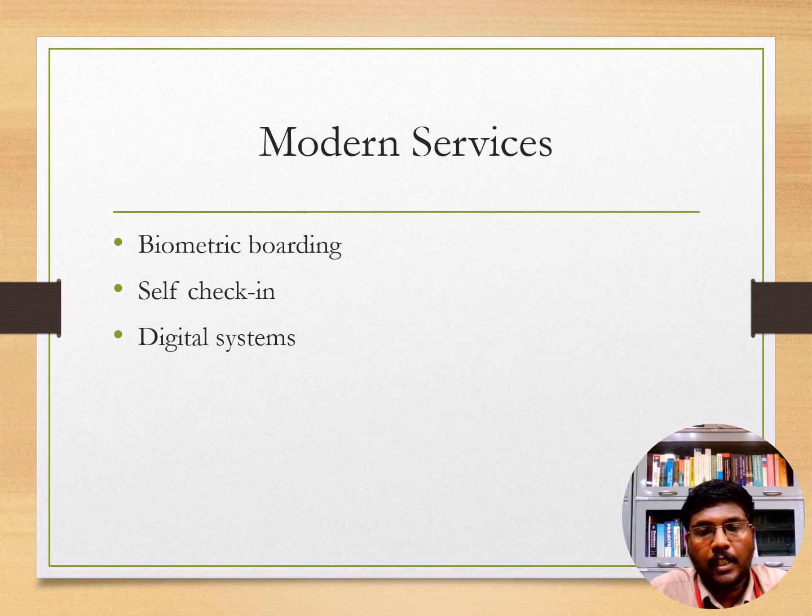Next we see what are the modern services provided inside an airport. There are three modern services that should be provided. They are biometric boarding, self-check-in and checkout counter, and digital system. In the digital system, it can give detailed information about flight, aircraft landing and date and times.